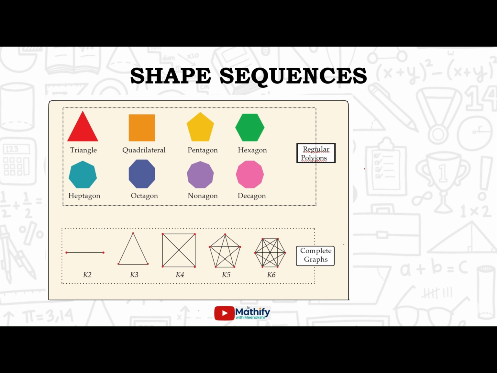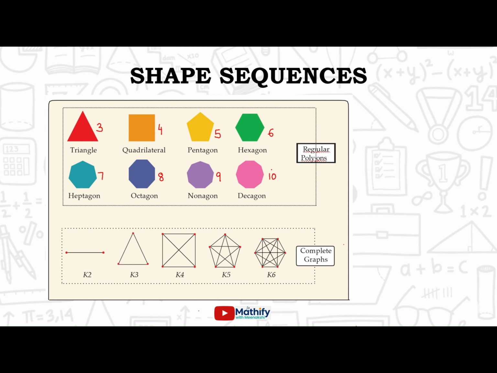Now look carefully at this sequence of shapes. What do you observe? Let's try to understand the pattern together. First, we see a triangle that has three sides. Next, we see a quadrilateral that has four sides. After that, a pentagon with five sides, a hexagon with six sides, a heptagon with seven sides, an octagon with eight sides, a nonagon with nine sides, and a decagon with 10 sides.